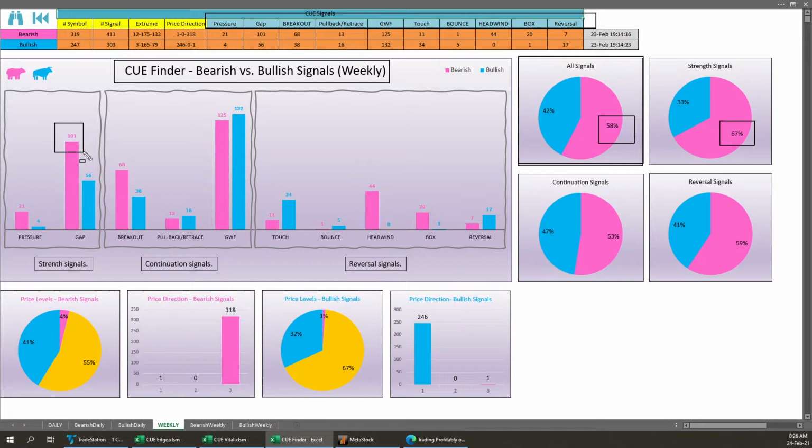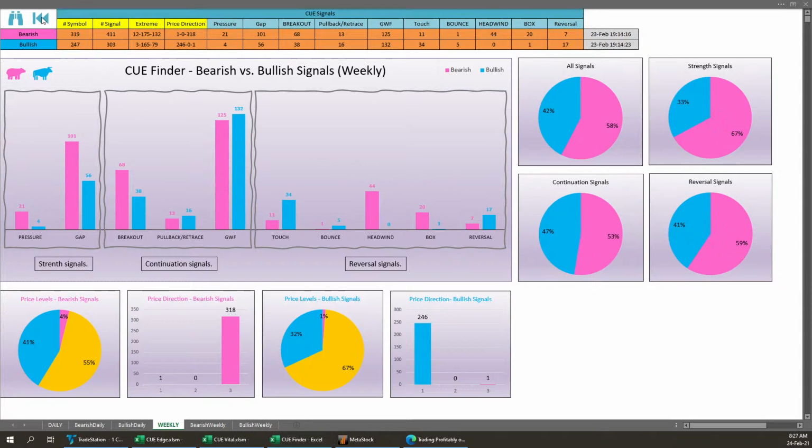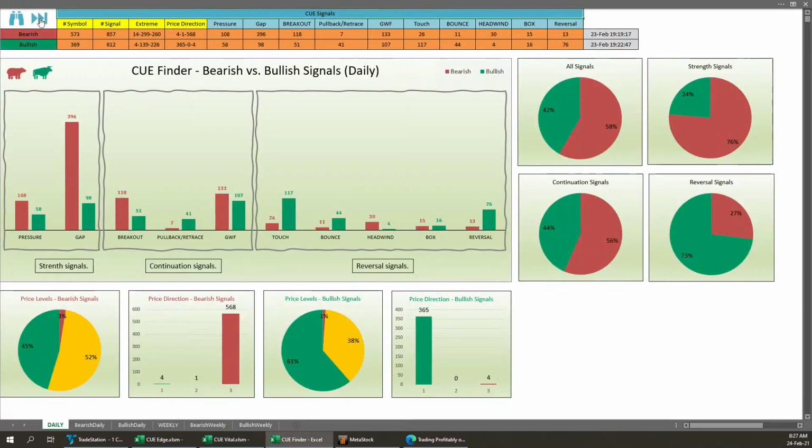The reason is clear from the detailed bar chart because of a large number of gap down opens. If we look at trend continuation signals, it is balanced. Reversal signals slightly more bearish than bullish, but not overly bearish. That is the picture for the current week. And if we look at yesterday's picture, it is also slightly more bearish than bullish, but not overly so. If we look at all signals, 58% bearish, strength signal 76% bearish. The reason is again clear, large number of gap down opens.